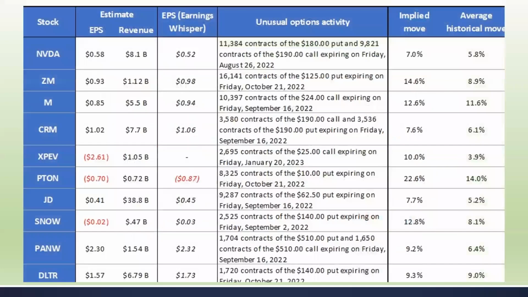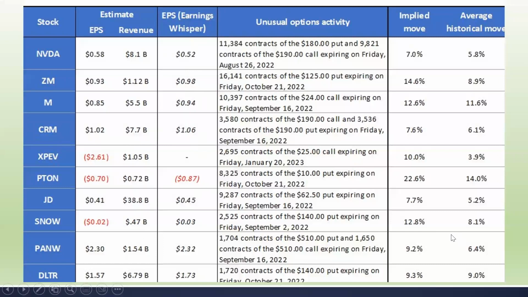These are some of the earnings in the coming week: Nvidia, Zoom, Macy's, CRM, XP, Python, JD, Snow, PanW, Dollar Tree. Then these are the estimates for the EPS, the estimate for revenue, and their option flow.